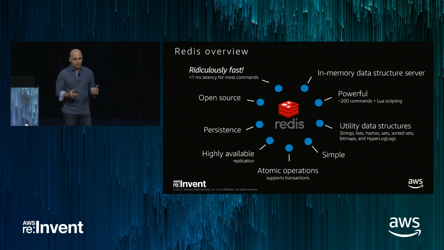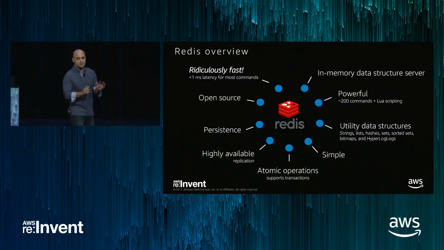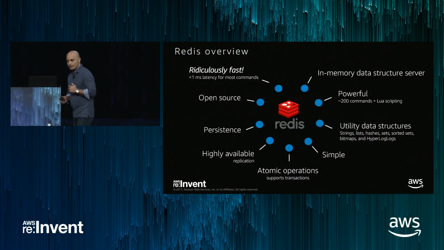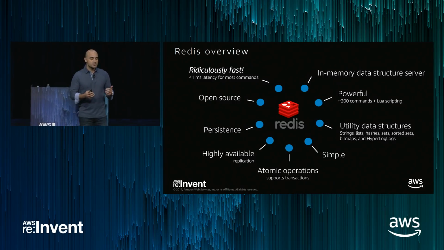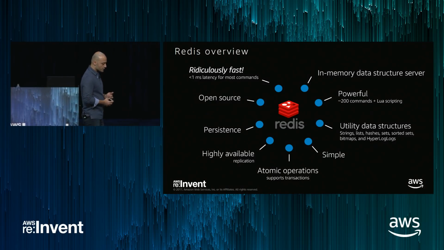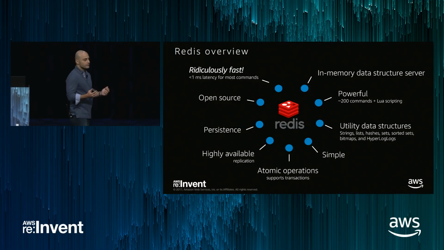So Redis, quick overview, just a level set, to make sure everybody here is on the same page. Redis today is the most popular key value store in the market. And the reason is that it has a variety of different features. It's a Swiss Army knife of key value stores. It has a variety of different data structures.